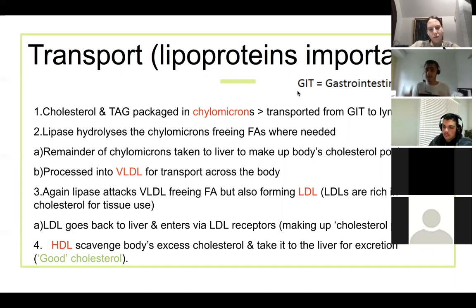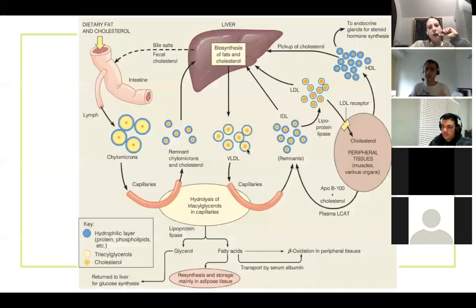Finally, we have HDLs, the good ones that we talked about before. If there's excess cholesterol in the body that we don't need, because cholesterol is not great if we have too much of it, HDL collects it and takes it to the liver, which then takes it to the kidneys, and we get rid of it through urine. So it's that good cholesterol, the one that stops us from having too much.